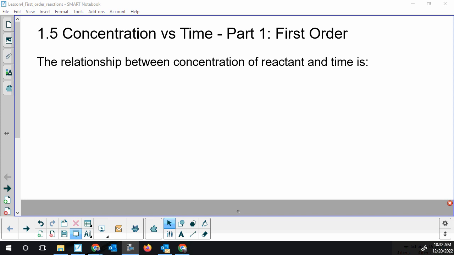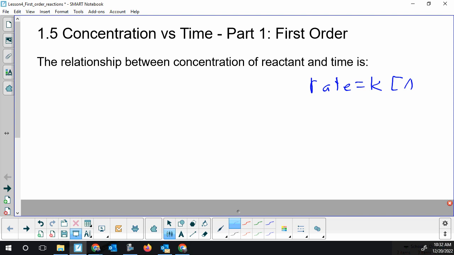Okay, so first order kinetics. Our rate law is going to be rate equals k times the concentration of some chemical to the first power. When I talk about first order kinetics, this is not first order for two chemicals. It is first order overall, but the word overall isn't put up.